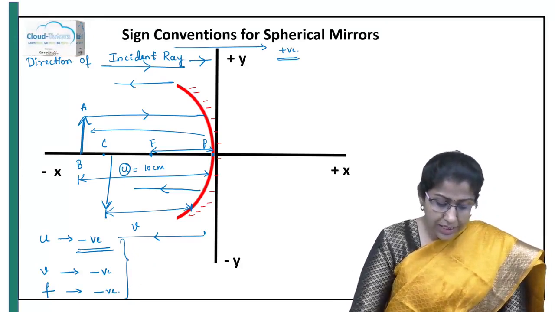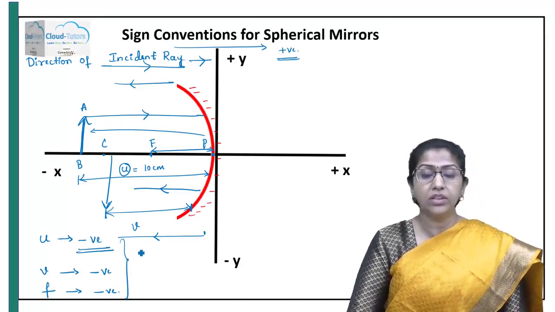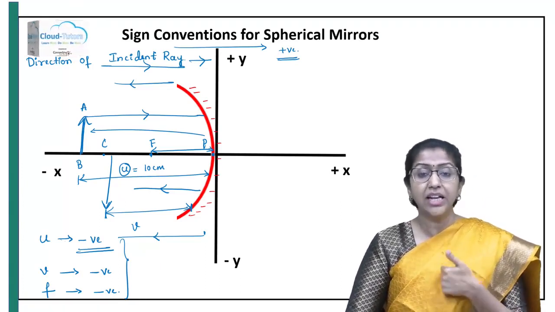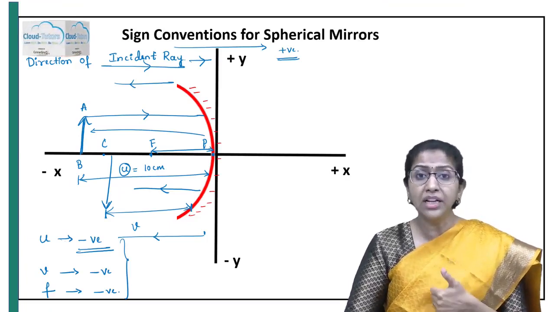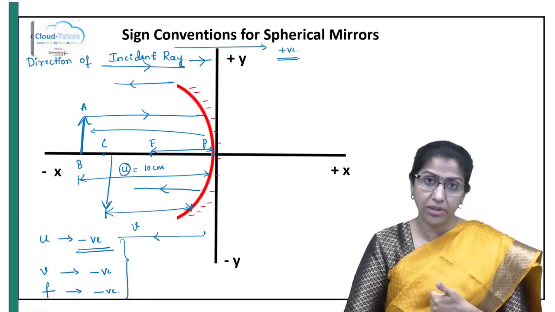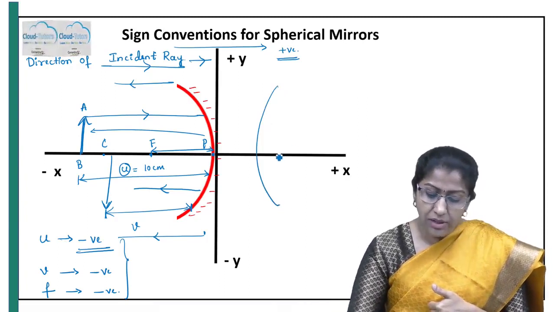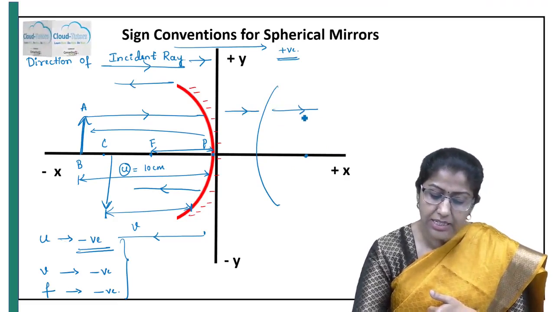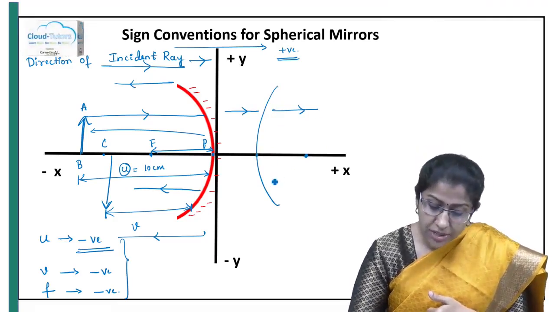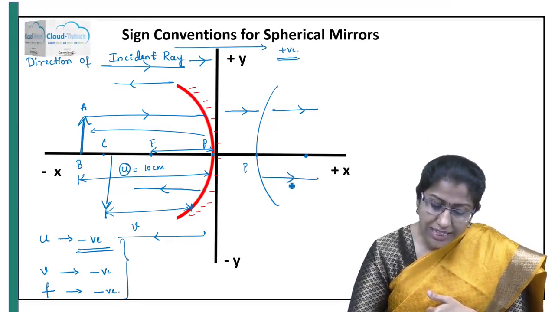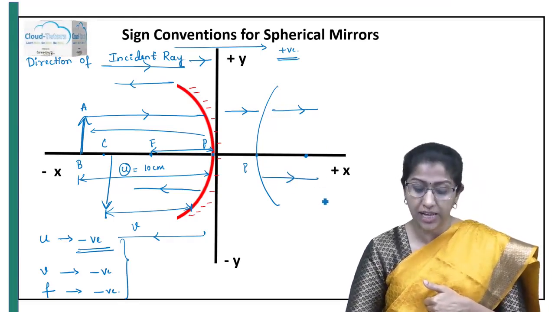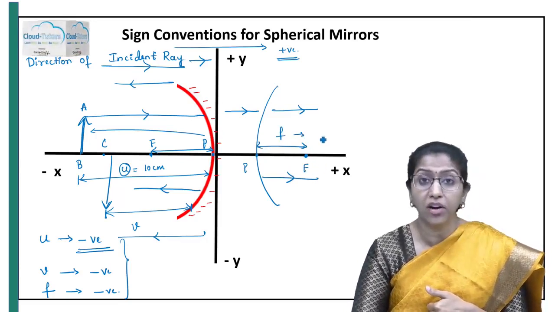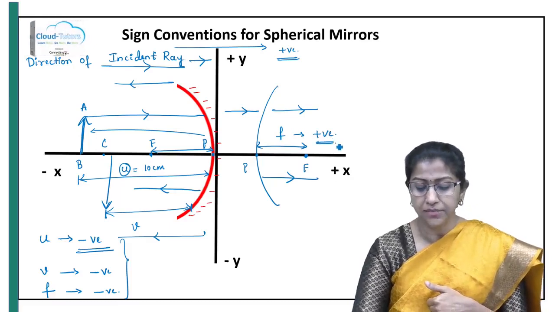So object distance is negative for both convex and concave mirrors, no matter what kind of mirror it is. Image distance is negative when the image is real. Focal length is negative when it is a concave mirror. When it comes to a convex mirror, the focal length is actually behind the mirror, and the incident ray is in this direction. So we start measuring from the pole of the mirror, in the direction of the incident ray. Hence, the focal length of a convex mirror is always positive.